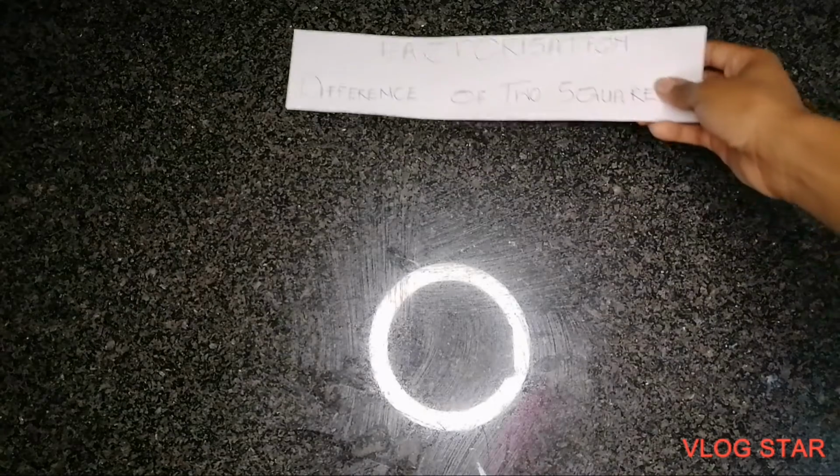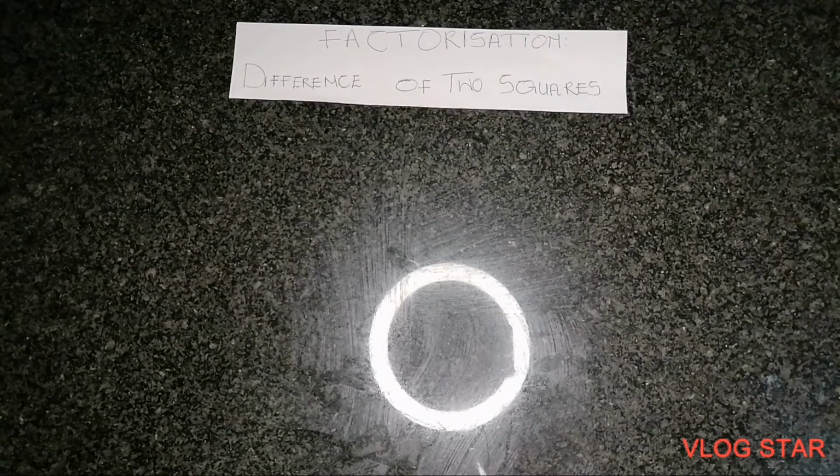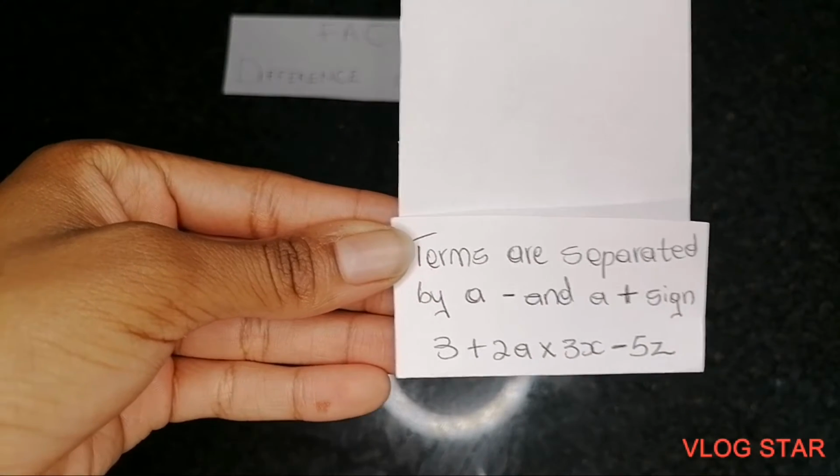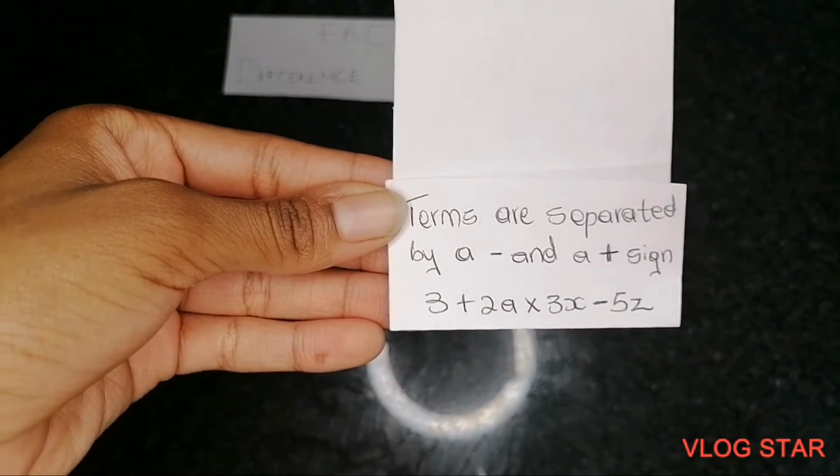Hey guys, welcome to another episode of Learn Maths with me on a hashtag Maths Tuesday. In today's episode, we'll be doing factorization by difference of two squares. In this video, I want you to note that terms are separated by a negative and a positive sign.